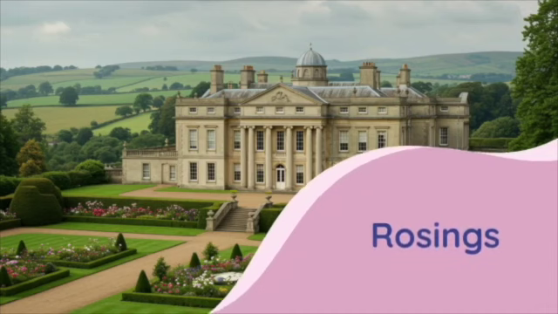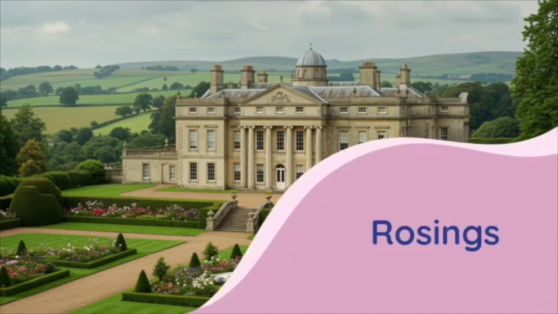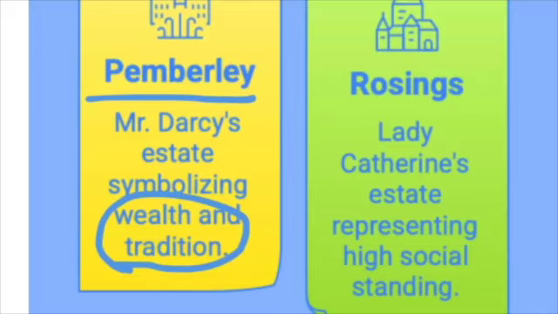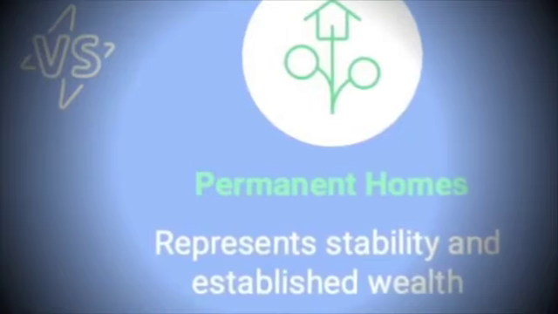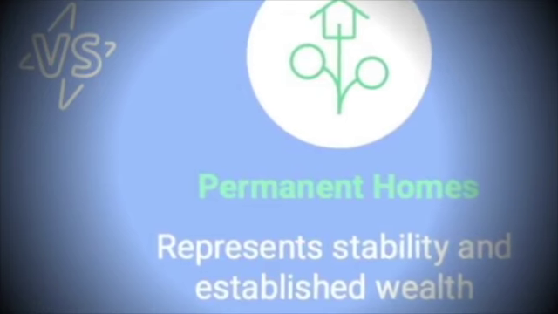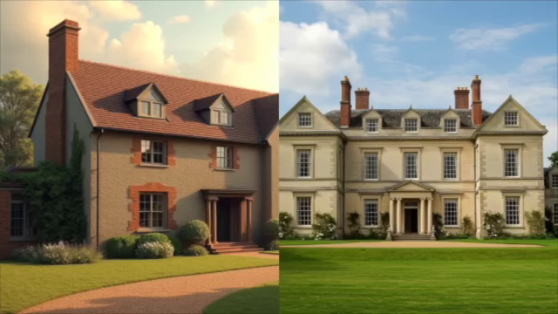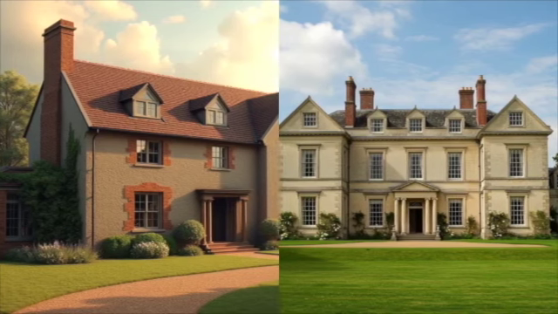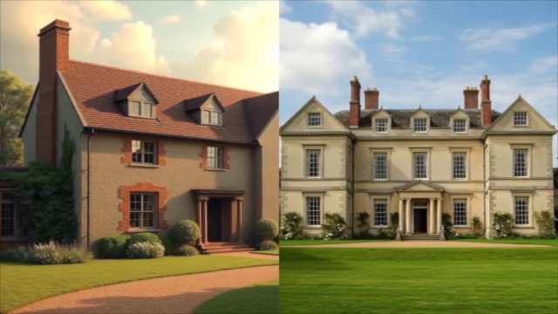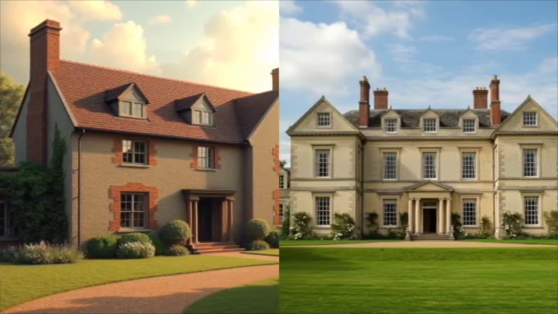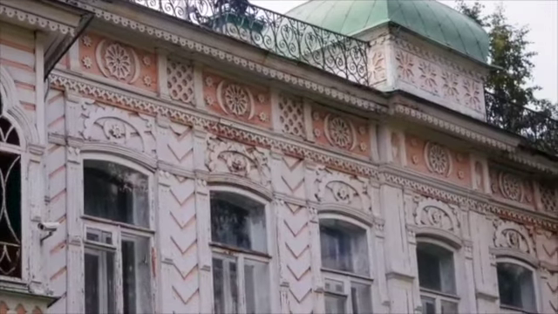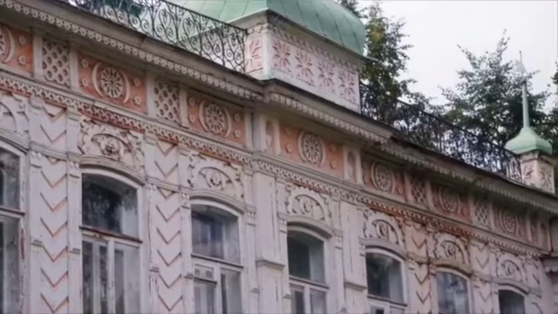Here's another example. Rosings, Lady Catherine's estate, shows her long-held high social standing and her rigid adherence to tradition. Owning a large permanent estate showed a person's high social status. When speaking of the setting in place, think of temporary homes as places where things can change quickly. Think of permanent homes as places that are strong and unchanging.